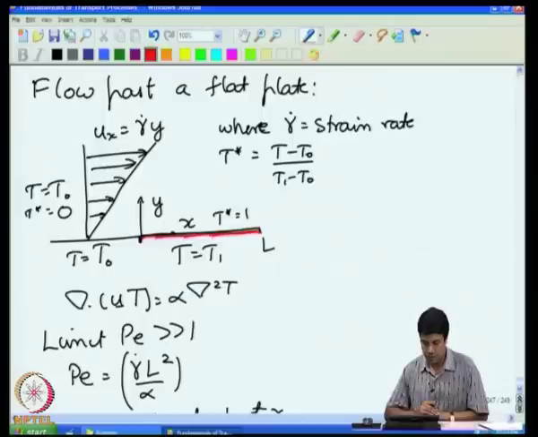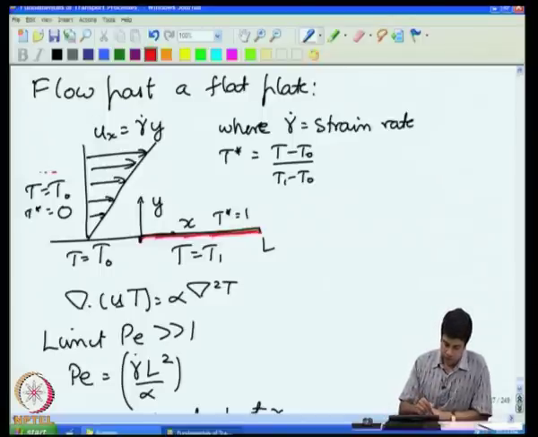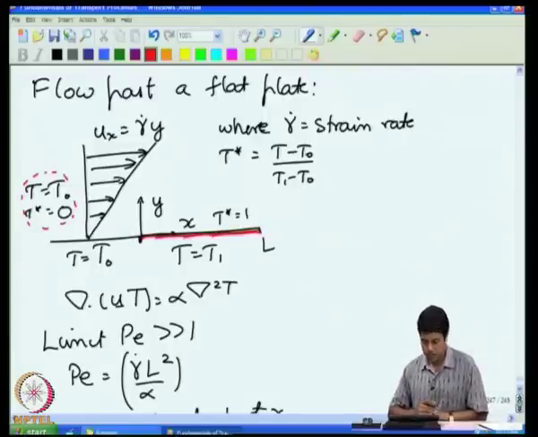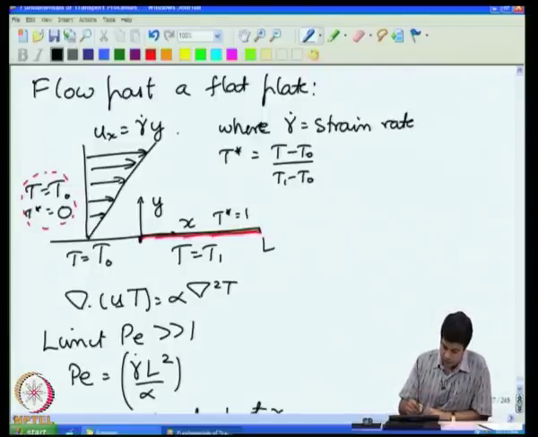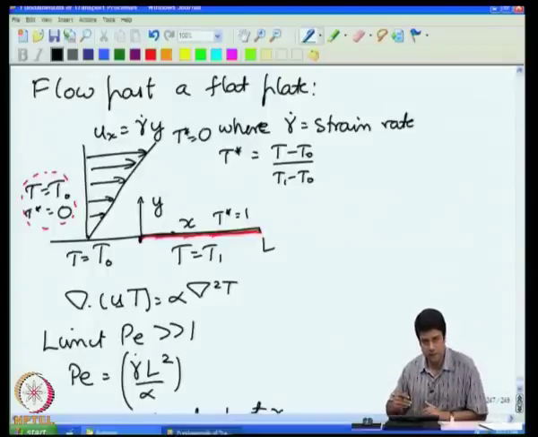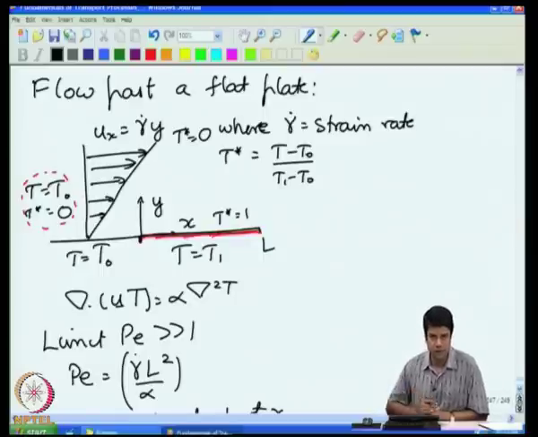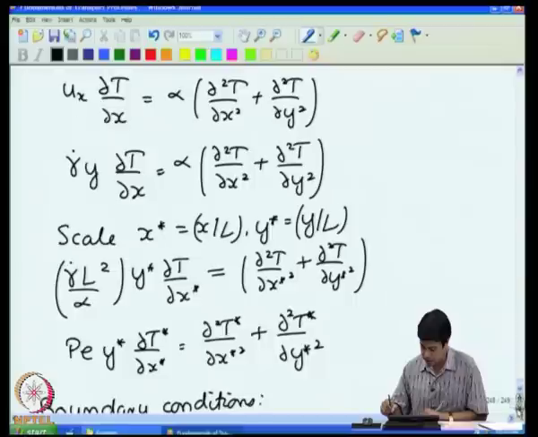As I go far from the plate, the temperature should be equal to the free stream temperature. If I go very far from the plate, as y goes to infinity, I should recover T star is equal to 0, because the effect of heating from the plate has not yet reached that far. So, as y goes to infinity, T star has to decrease to 0.